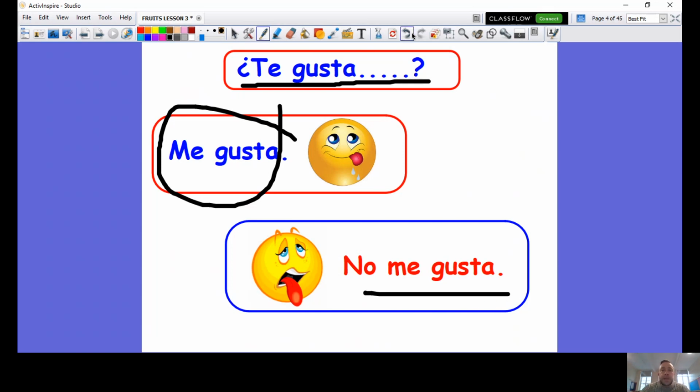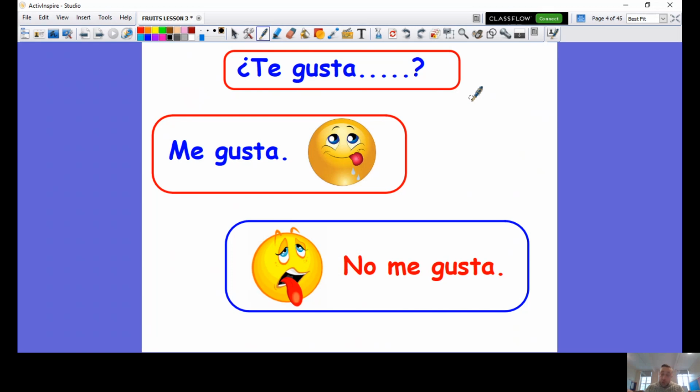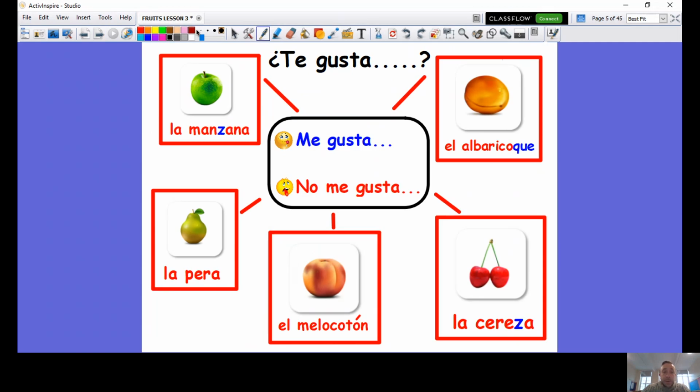Muy bien. Who can remind me how we ask somebody in Spanish, do you like? Muy bien. ¿Te gusta? And how do we say in Spanish, I don't like? Muy bien. No me gusta. And obviously, me gusta means I do like. Excellent. Mr. Bell has some questions for you about some of the fruits we already know. I'll be asking you, ¿te gusta? And maybe I can ask you about la manzana or el albaricoque. And then you're going to decide, ¿me gusta el albaricoque or no me gusta el albaricoque?